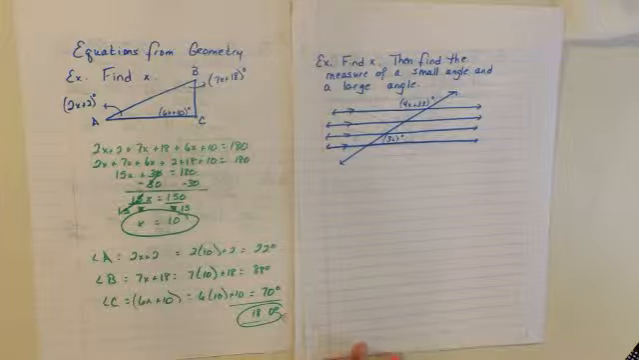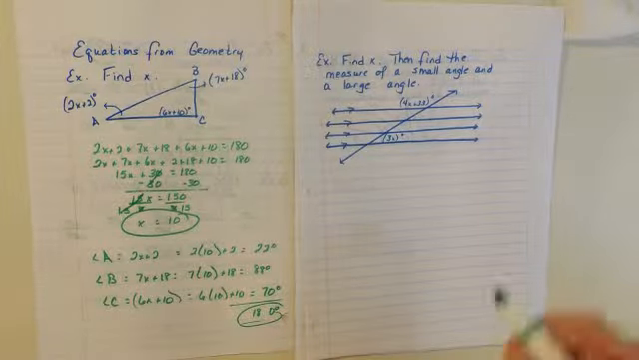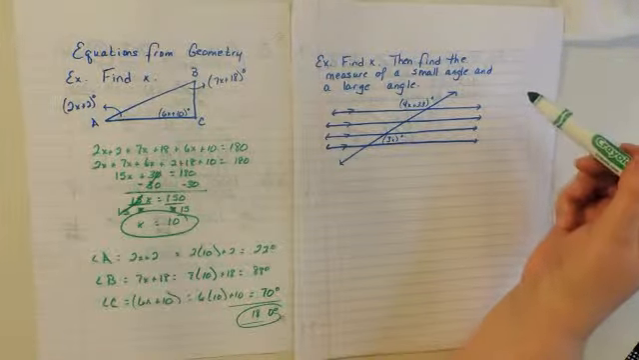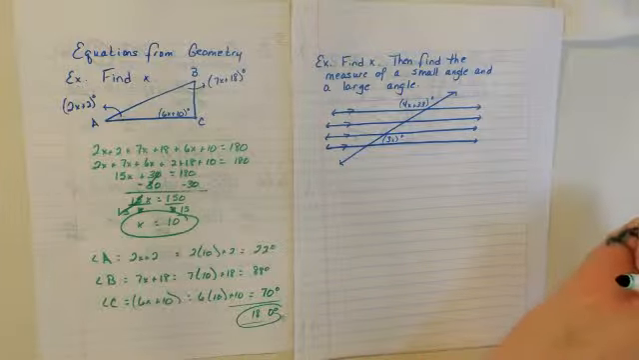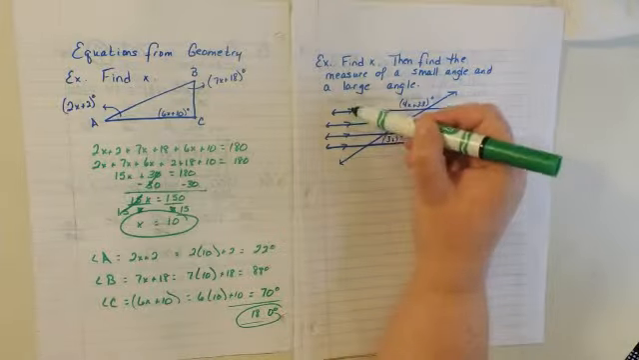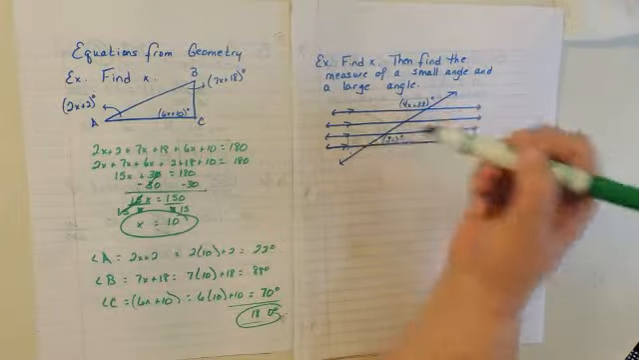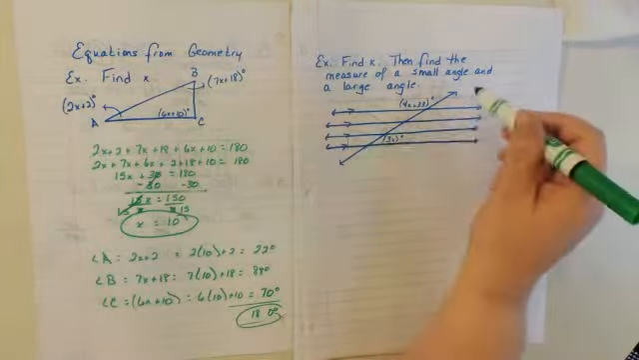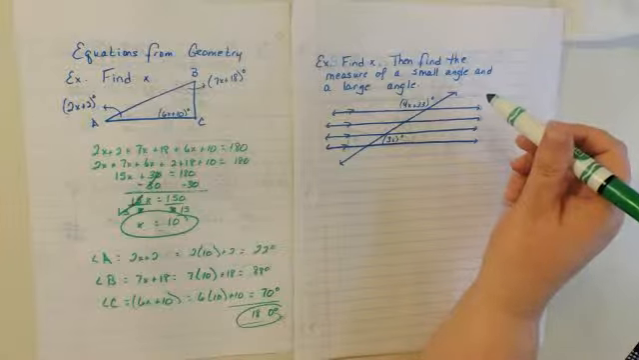Okay, here's another one. Find x. Then find the measure of a small angle and a large angle. Okay, so here we have 4 parallel lines. Remember, these little arrowheads mean these lines are parallel, and they are being intersected by a transversal line.